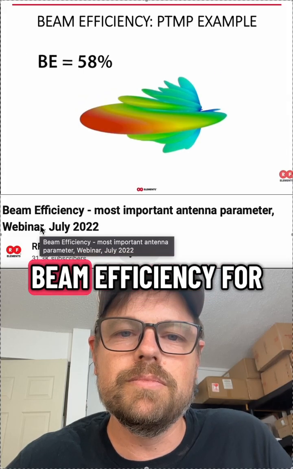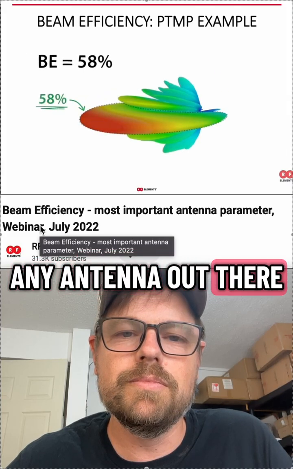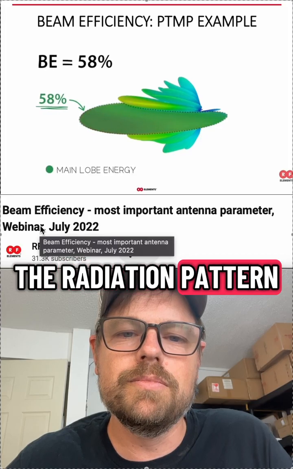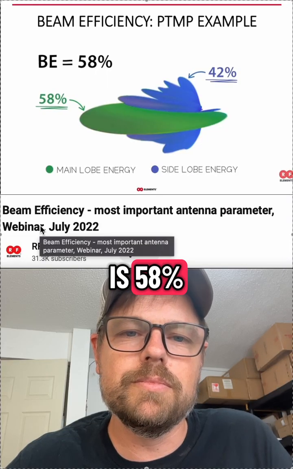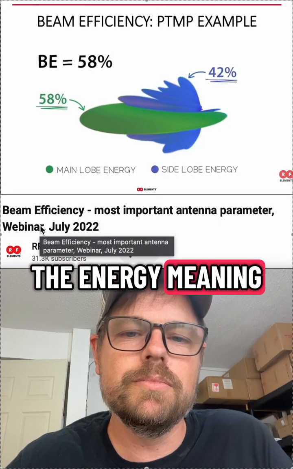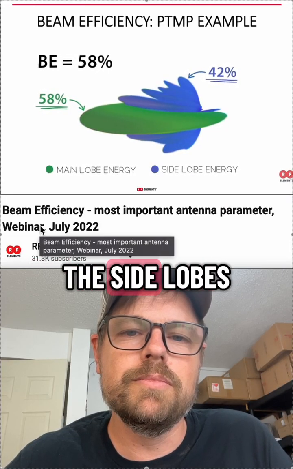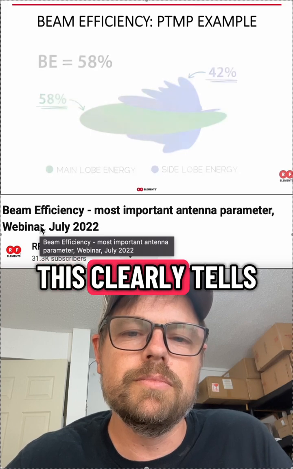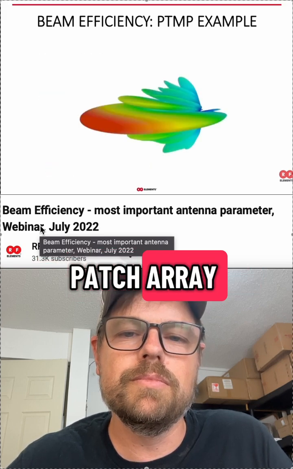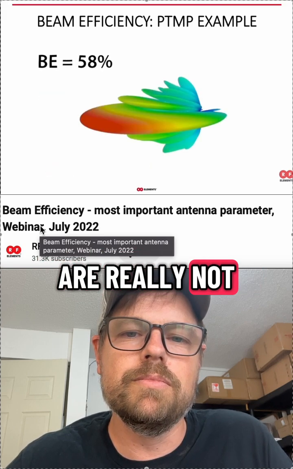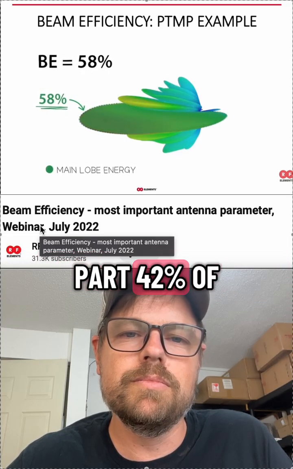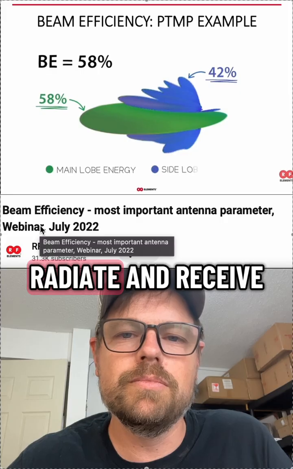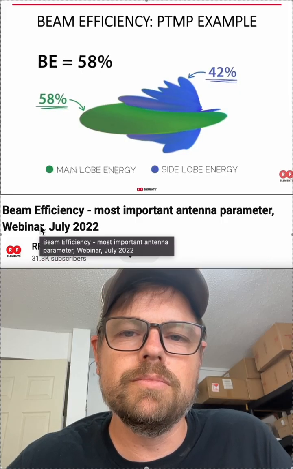And you can calculate beam efficiency for any antenna out there. Here you see the radiation pattern of a typical sector antenna. If beam efficiency is 58%, the rest of the energy, meaning the 42%, must be in the side lobes. This clearly tells you why the patch array sector antennas are really not so good for unlicensed WISP networks for the most part. 42% of the signal they radiate and receive is noise.